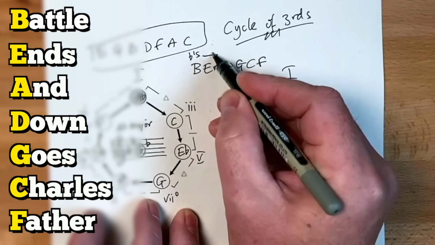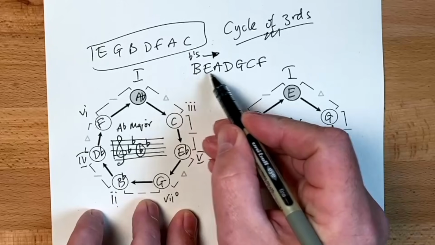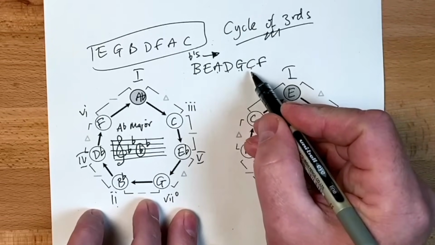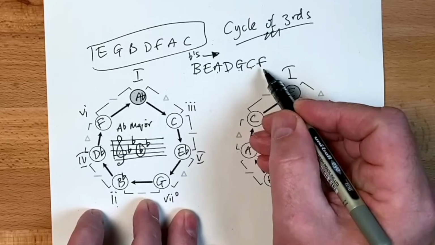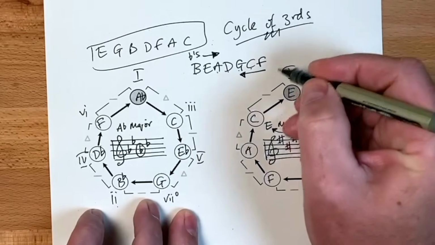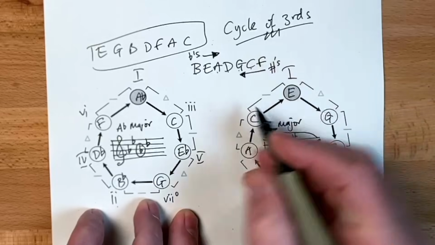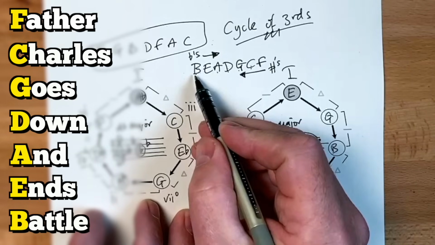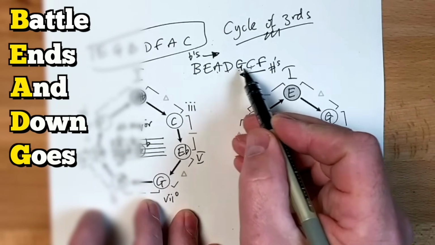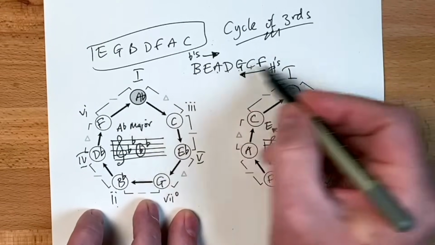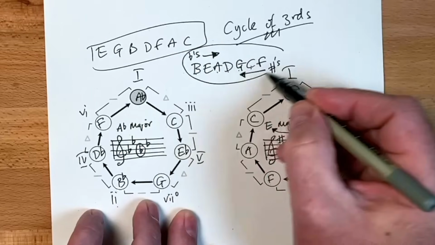Flats go that way. That's the order of the flats. B flat, E flat, A flat, D flat, G flat, C flat, F flat, yes, C flat, which is a B, enharmonic, F flat, which is an E, which is disgusting, but it does come up. Now going backwards, however, we get sharps. Father Charles goes down and ends battle. Say the same saying backwards, battle ends and down goes Charles's father. So we get sharps going this way, flats going this way. This is the way that you memorize your sharps and your flats.